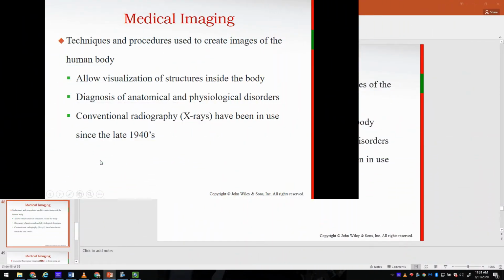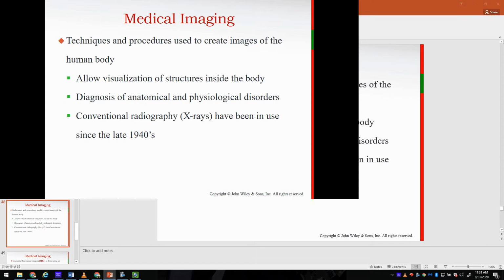All right, so medical imagery. These are techniques and procedures used to create images of the human body. Some of you probably have some experience. If you have been injured or been to the hospital and they needed to see what was going on inside, you've probably had an x-ray and or possibly an MRI. Those are two fairly common procedures that are done today.